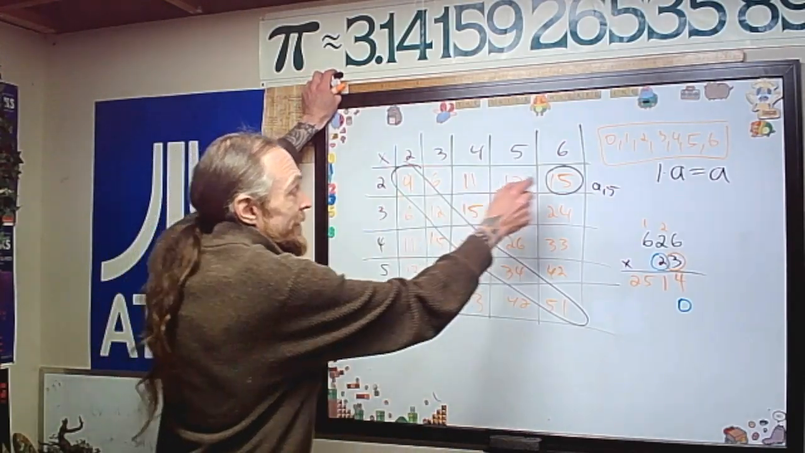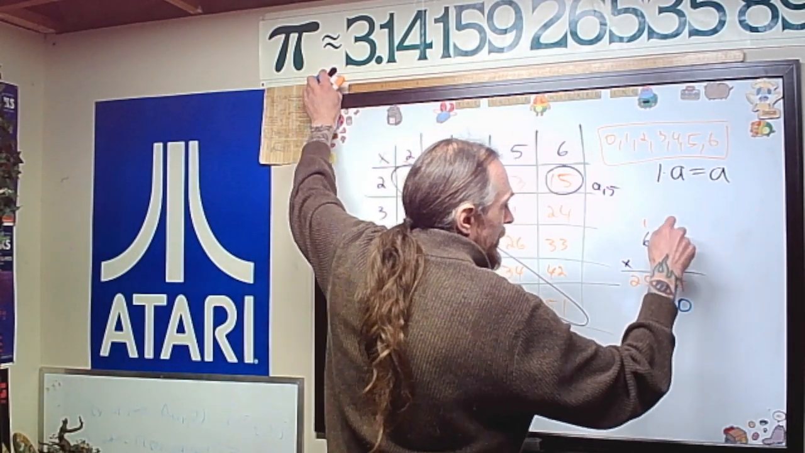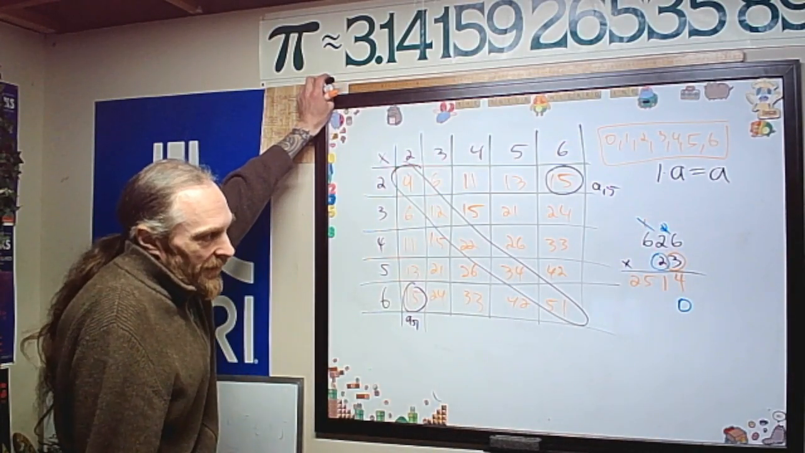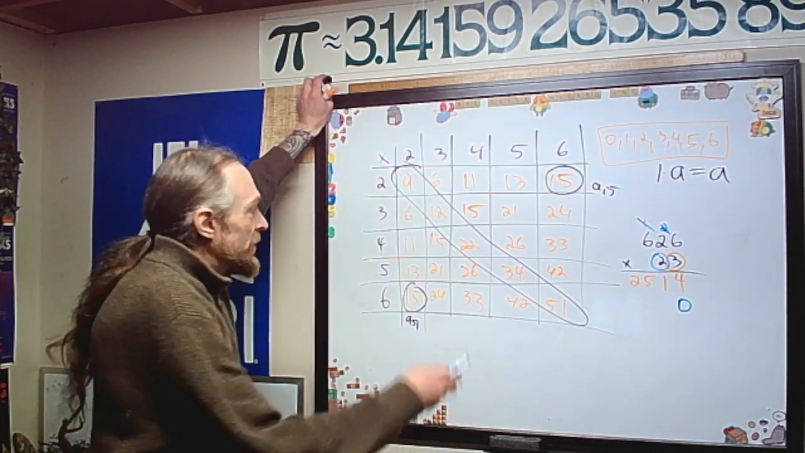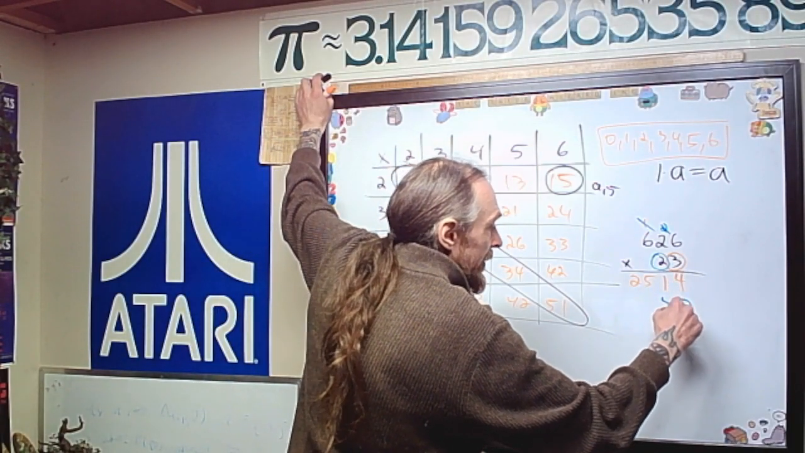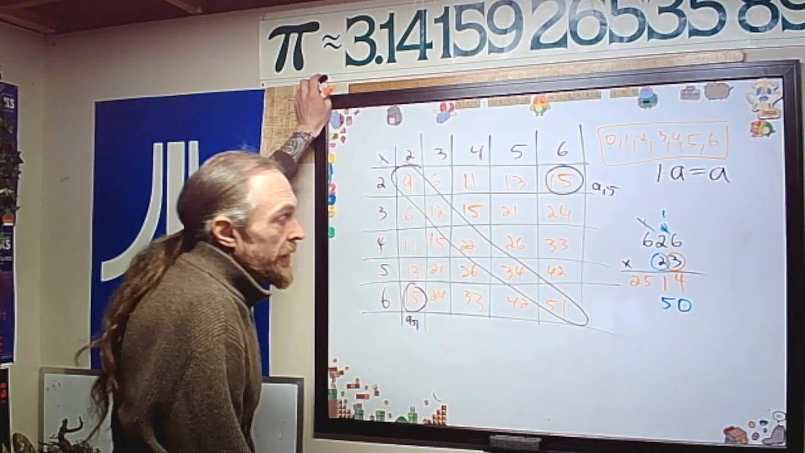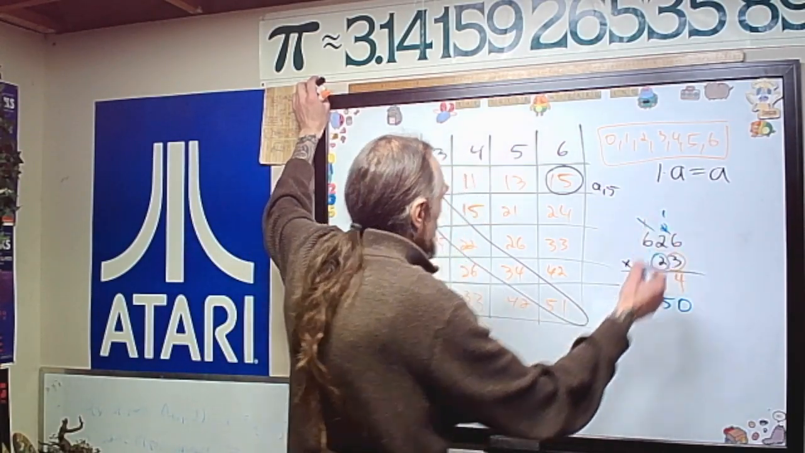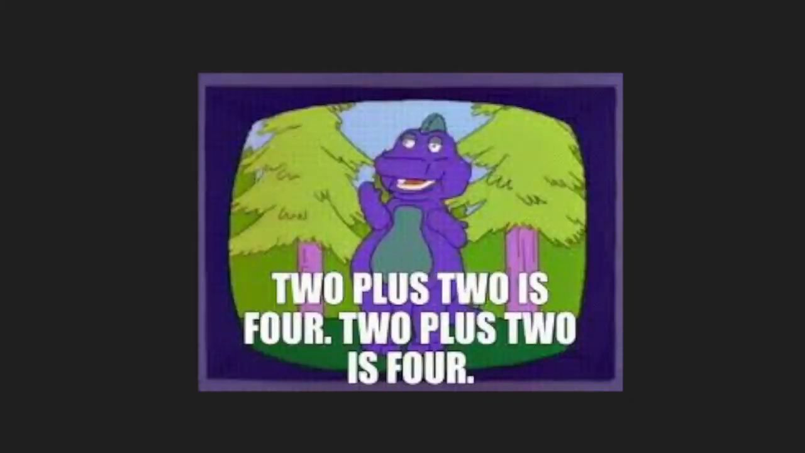Okay, 2 times 6 is 12, which is 15 in base 7. You can cross those out also, yes. So 2 times 6 is 15. I carry the 1. 2 times 2 is 4, plus 1 is 5. So we can take that win.